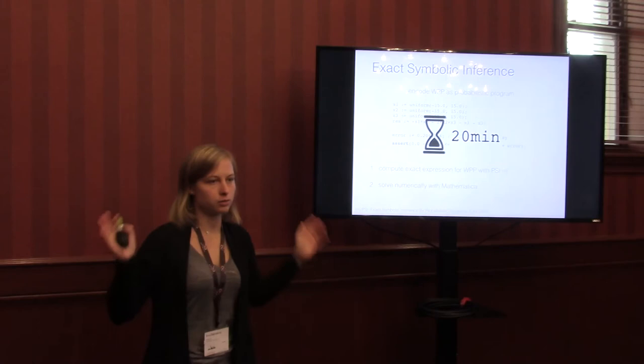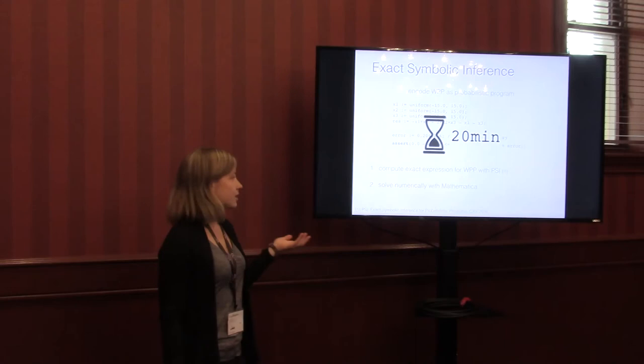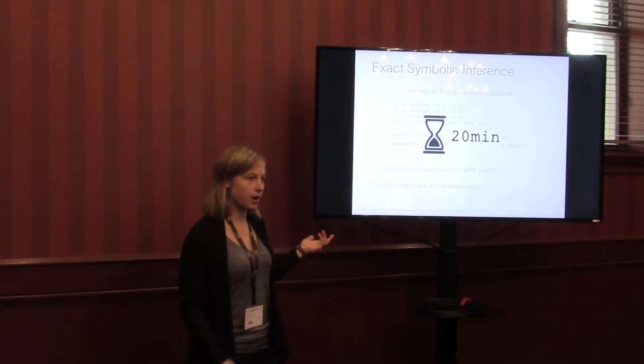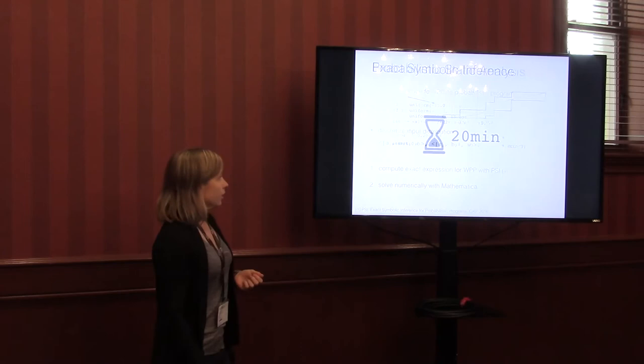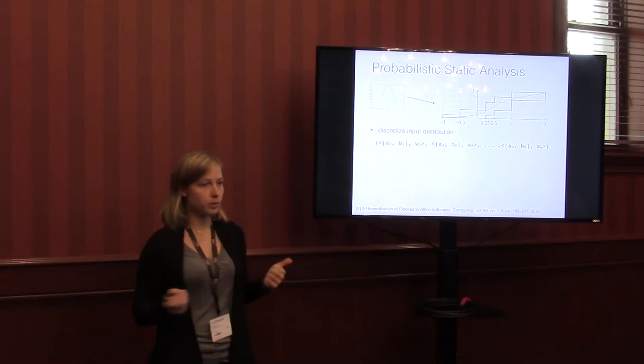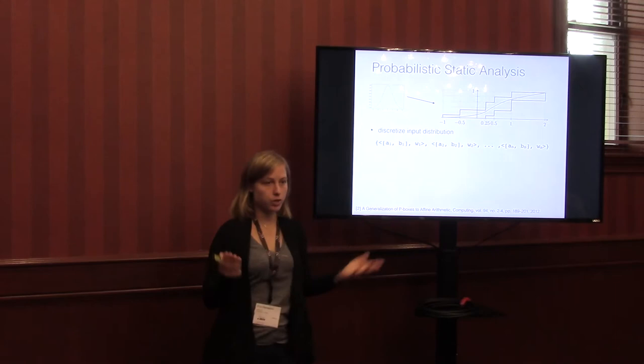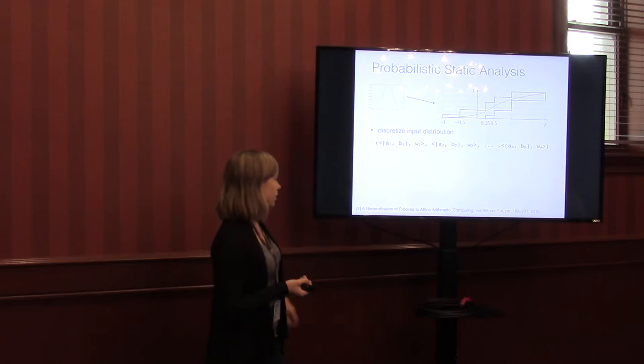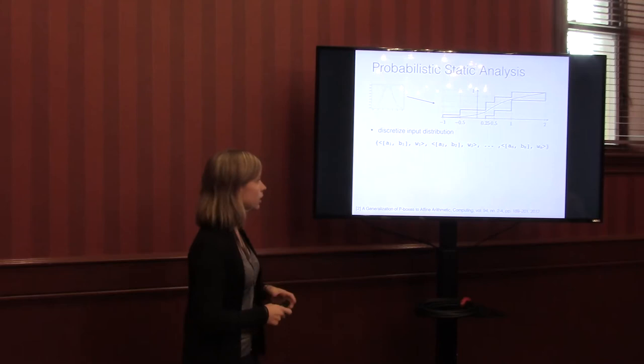Okay, so the problem here effectively is that this exact expression is very complicated. If you look at the output that PSI provides, this is pages and pages of formulas. So that clearly doesn't work if we want to get some interesting controllers into this. So what we do instead is a probabilistic static analysis. We take our continuous distributions and we discretize them. The usual trick, we use an abstraction. The discretization that we use here is so-called DSI, Dempster-Shafer interval arithmetic.